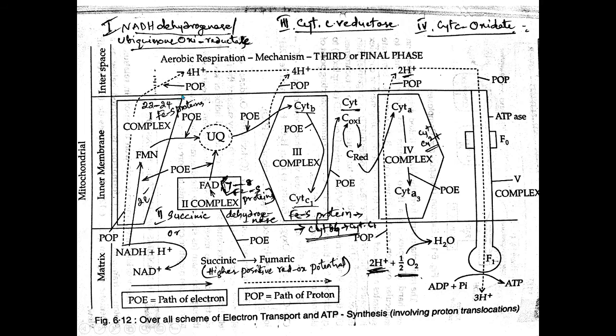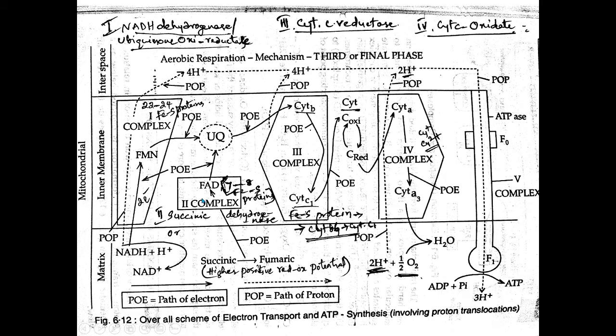So this is about electron flow in the inner membrane of mitochondria. This is the whole thing. These are the proteins; enzymes are nothing but proteins. They are found embedded in the inner membrane of the mitochondria. So for the transfer of electrons from NADH, 10 protons enter into the intermembranal space, and for FADH, only 6 protons enter into the intermembranal space.